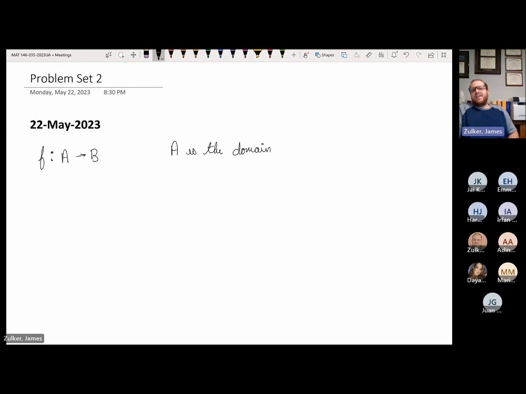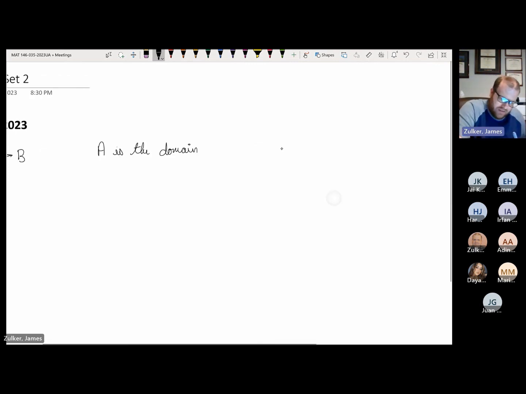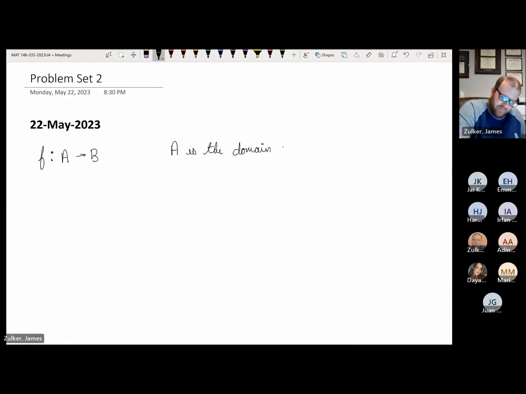The set A is called the domain of our function, right? So it's the domain of f. The set B is called the codomain of f.